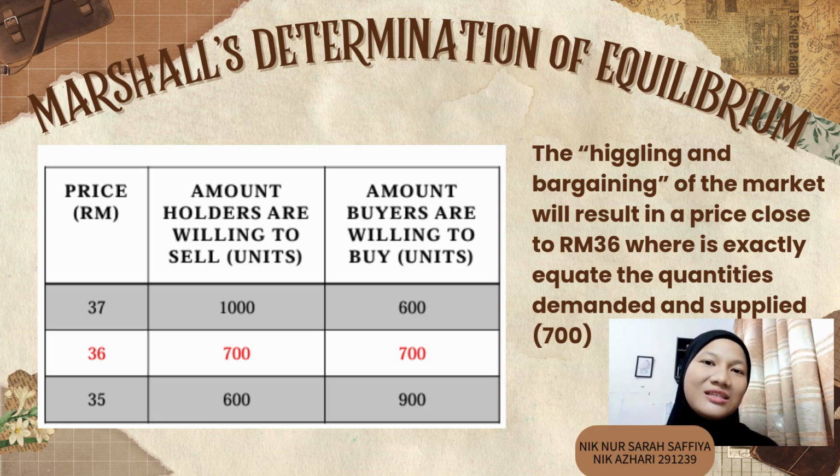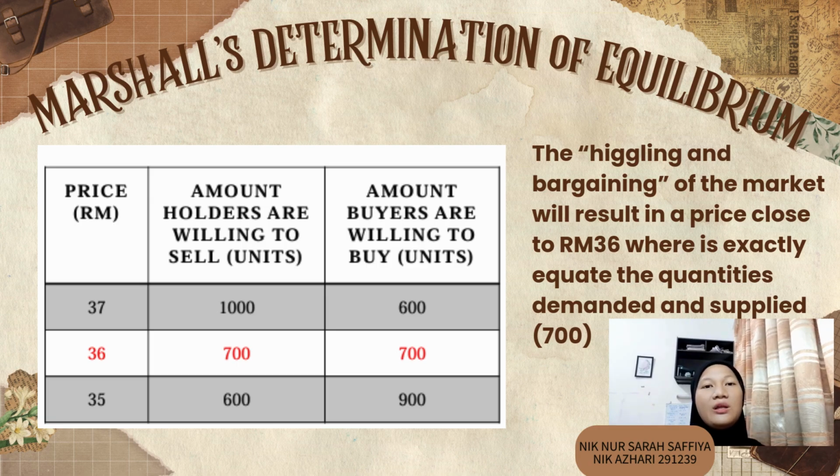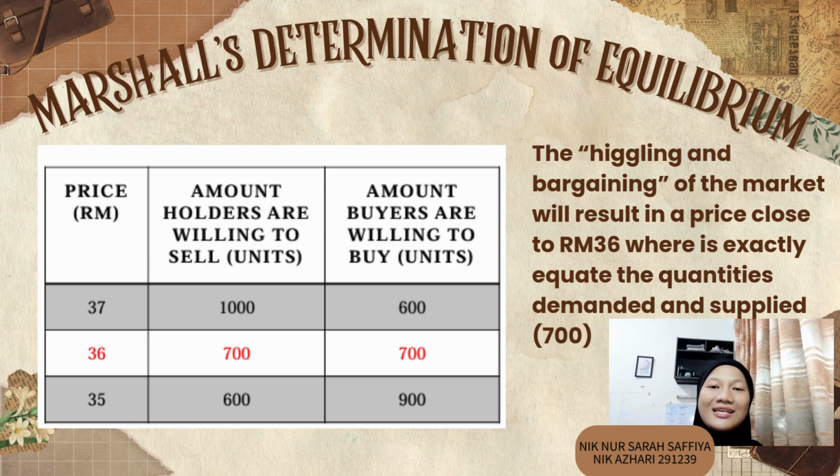If the price is too high, sellers offer a lot, but few people want to buy, creating a surplus. The weight on the supply side is heavier, pushing the price down. Conversely, if the price is too low, many want to buy, but the sellers don't offer much, leading to a shortage. The demand side is heavier, pushing the price up.